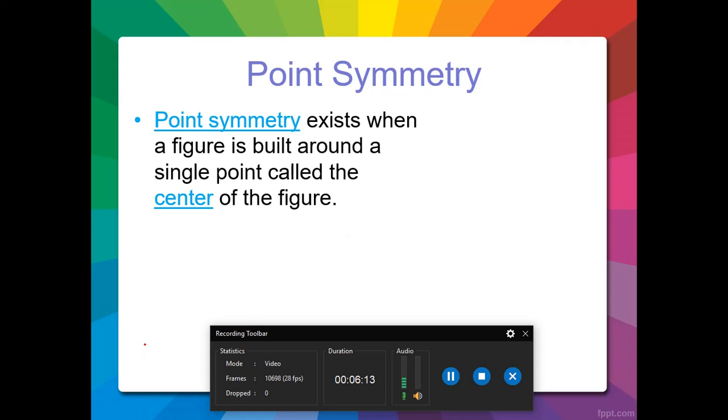We also have point symmetry. Basically, what you want to find is a center of the figure, and it's serving as an anchor point. So here what I have are two line segments that are intersecting at point P. P will serve as my center.